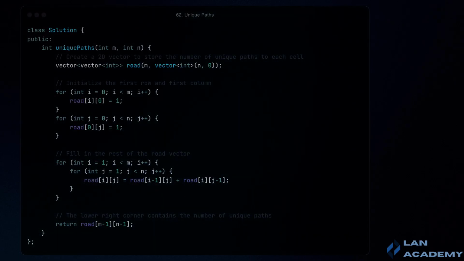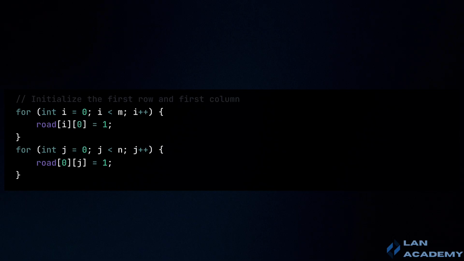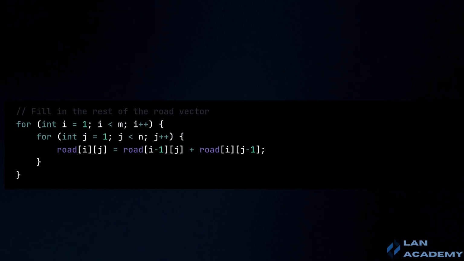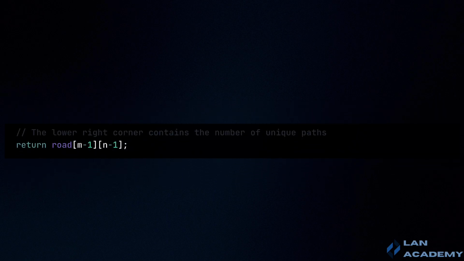We begin by populating the first row and the first column of the road matrix with the value 1 to reflect the single path available to each cell in these edge cases. After initializing the first row and the first column, for each cell ij that is not on the grid's edge, we fill in the matrix using the recurrence relation. The value stored at road of m-1, n-1 at the end will represent the total number of unique paths from the top left corner to the bottom right corner of the grid.